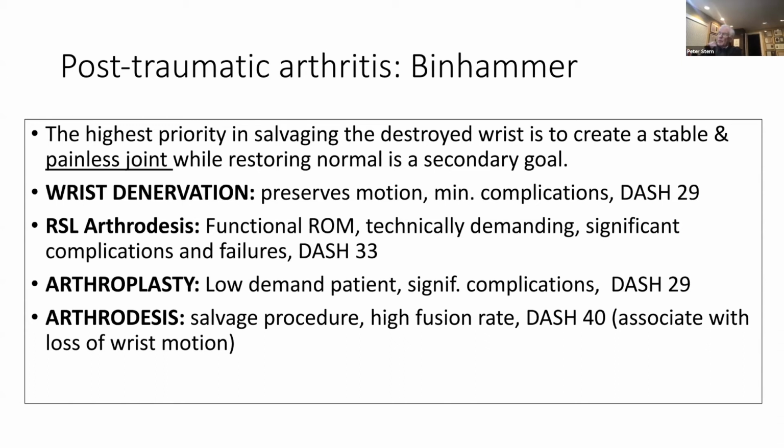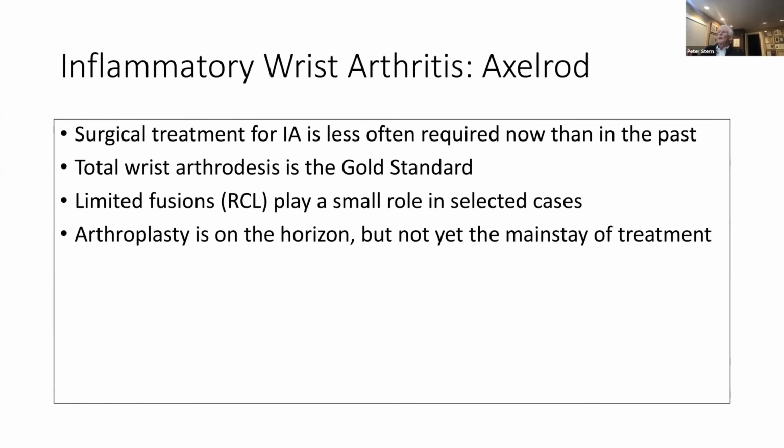Finally, total wrist arthrodesis. It's a salvage procedure, has a very high fusion rate, probably greater than 95%, with a DASH score of approximately 40, and that's associated with the loss of wrist motion.